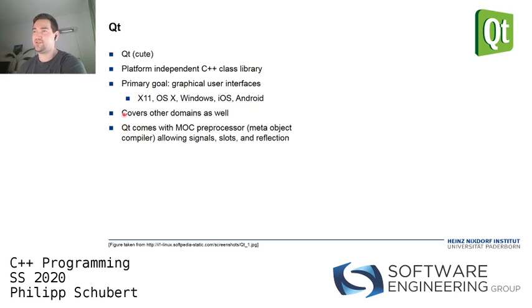One specialty of Qt is that it comes with a preprocessor. The library comes with a meta object compiler, which allows for signals, slots, and reflection. If you don't know what signals and slots are, don't worry. If you ever have to do some graphical stuff here, you just need to look it up anyways. And it takes some time, of course, to get used to it and familiarize yourself with it. It also provides interfaces for other languages. If I recall correctly, you can also write some Python programs which use Qt, if you ever would like to do that.